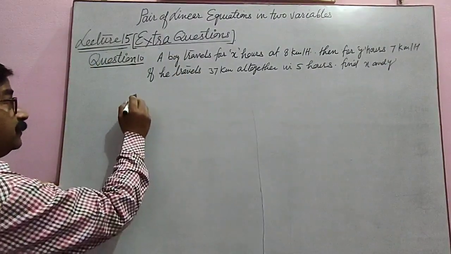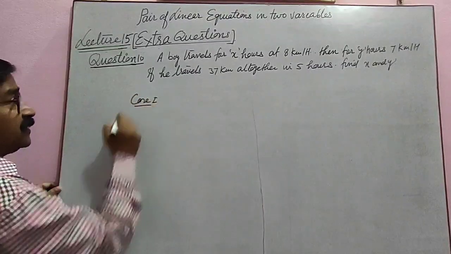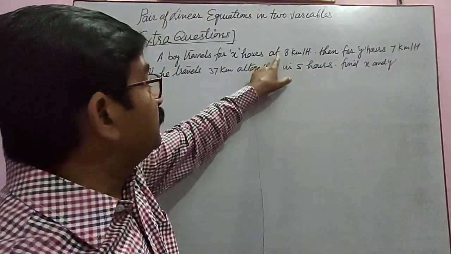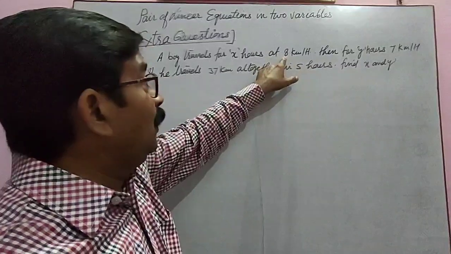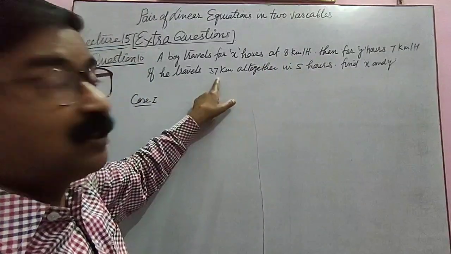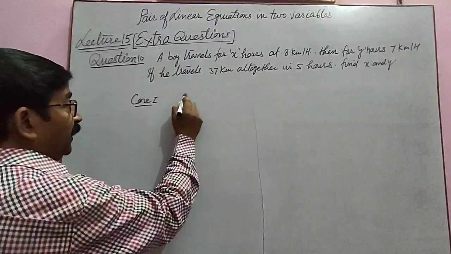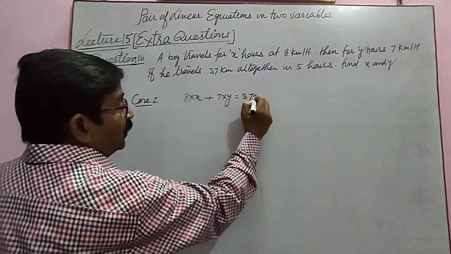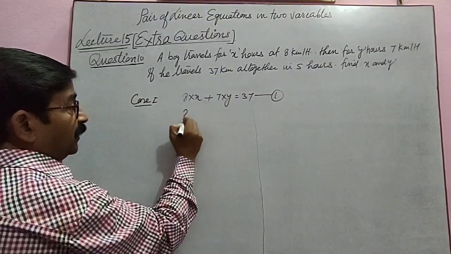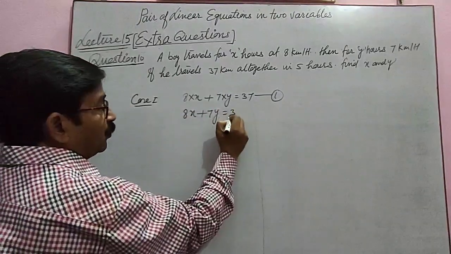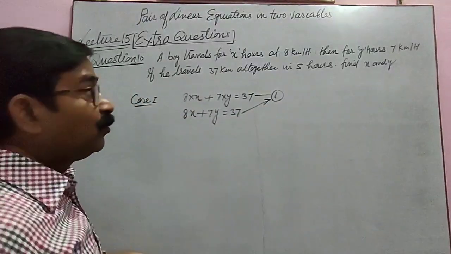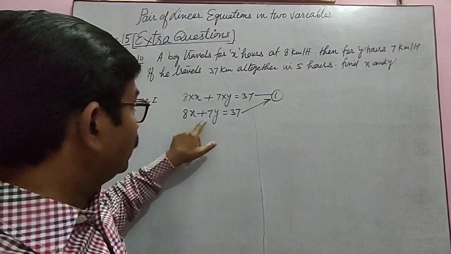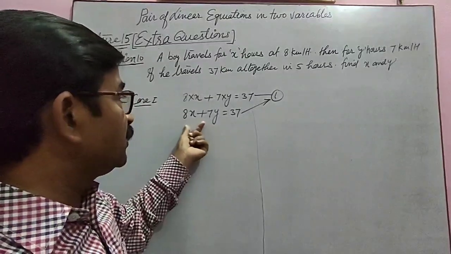So in the first case, see, this is time and this one is speed. Speed into time is equal to distance, and the total distance is given as 37 kilometers. So 8 into x plus 7 into y is equal to 37, means 8x plus 7y is equal to 37. This is equation number 1. Why? This is speed into time. Time is x, speed is 8, time is y, speed is 7, total distance is 37 kilometers.